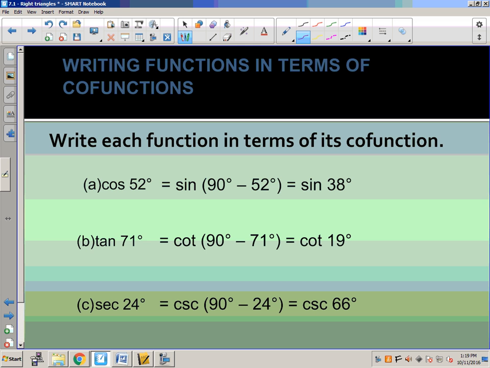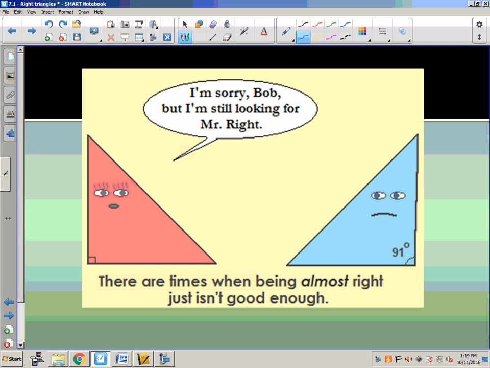Okie dokie, let's solve some triangles. We already did this. Oh, here's a nice cartoon. Poor Bob. He's just a little too obtuse.